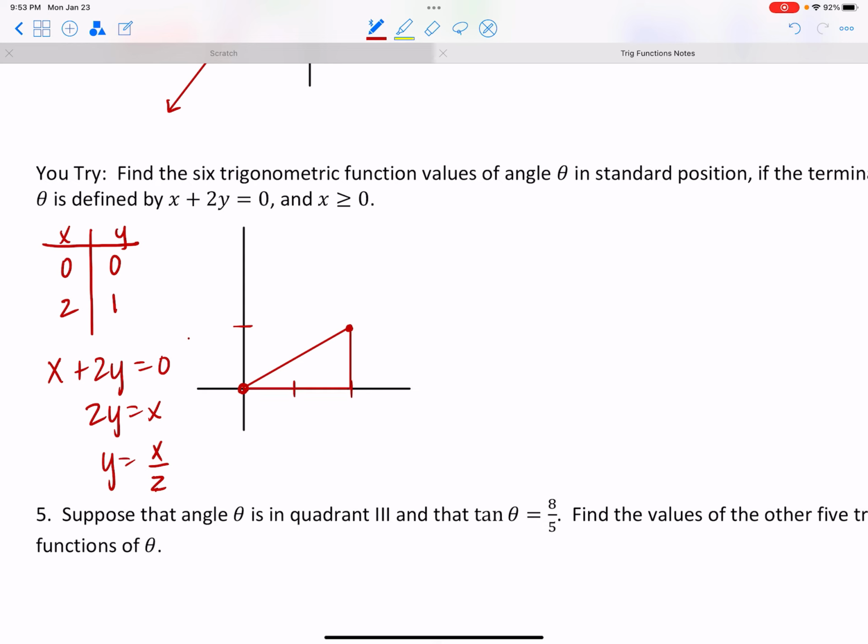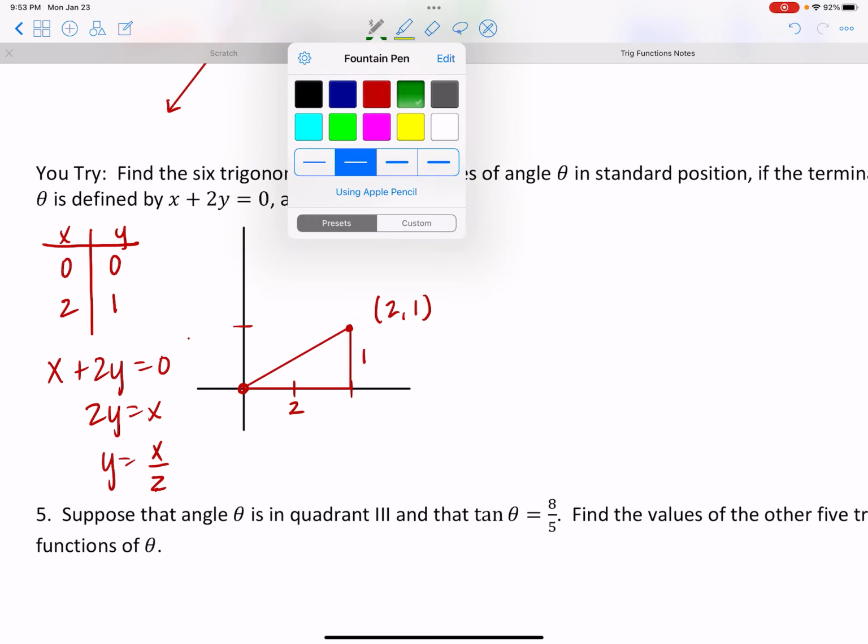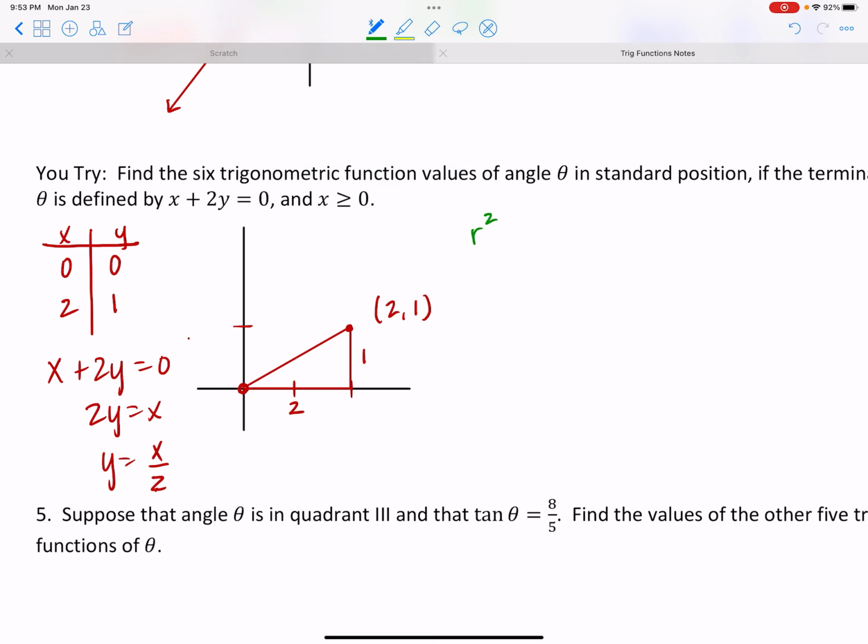Okay, so if this is a point on our line at 2, 1, then my x value is 2, my y value is 1, right? So the sides of my triangle are now 2 and 1, and I can use Pythagorean theorem to figure out that missing side. So r squared is equal to 1 squared plus 2 squared. So that's 1 and 4, which is 5. So if r squared is equal to 5, r is going to be equal to the square root of 5.